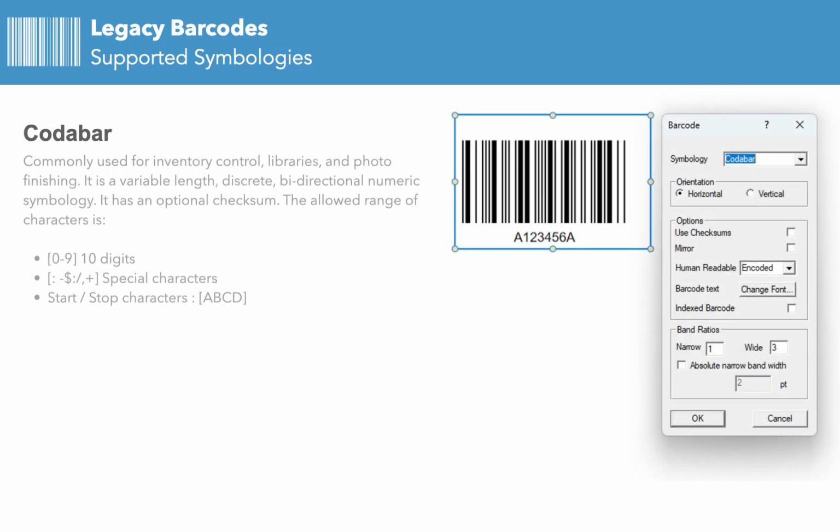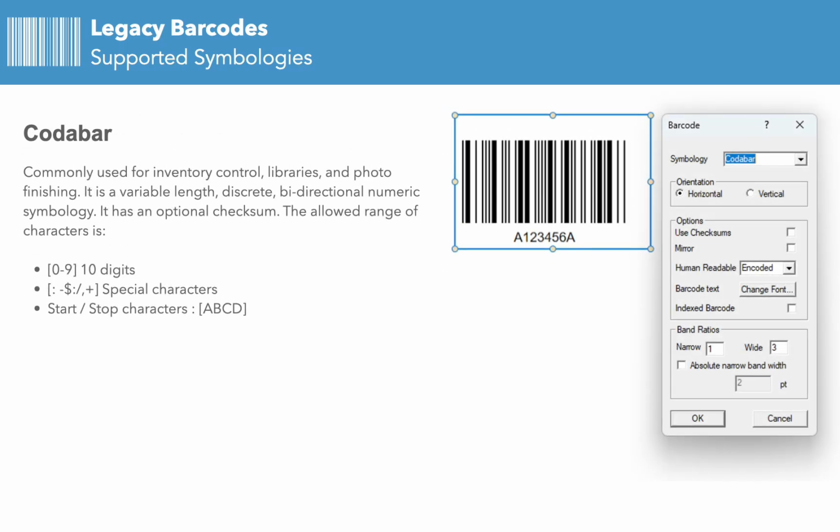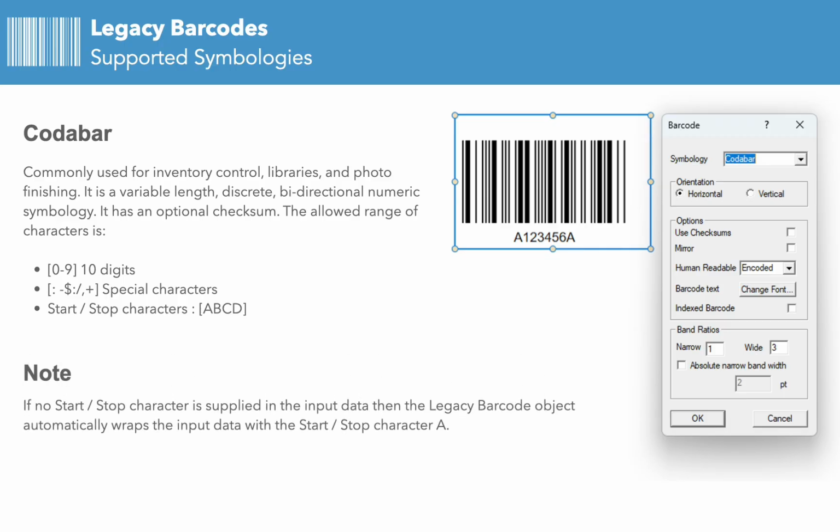Codabar is commonly used for inventory control, libraries, and photo finishing. It is a variable length, discrete, bidirectional numeric symbology that must contain start and stop characters. Please note, if no start-stop character is supplied in the input data, the legacy barcode object automatically wraps the input data with the start-stop character A.